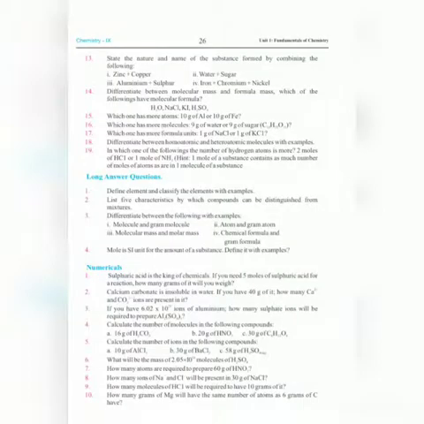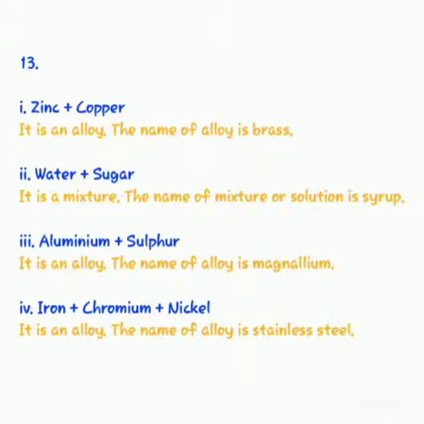Question number 13 is: state the nature and name of the substance formed by combining the following. First one is zinc and copper. Zinc and copper makes an alloy, and the name of the alloy is brass. Second one is water and sugar. Water and sugar makes a mixture. The name of the mixture or solution is syrup.